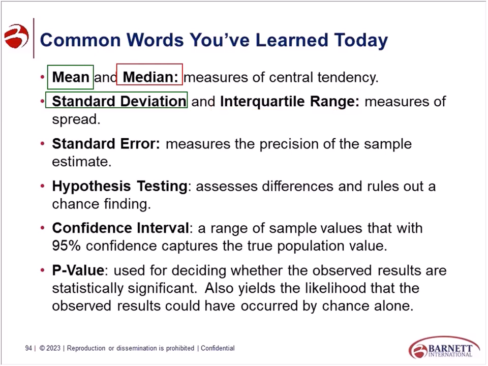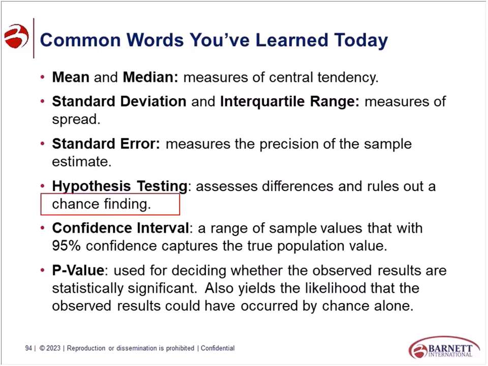Next one here is the standard error. Okay, again, standard error measures the precision of the sample estimate. That's another way of thinking about it. It also provides you the spread of all possible means from all possible experiments. Hypothesis testing: again, always remember hypothesis testing is about a chance finding. Okay, chance finding.